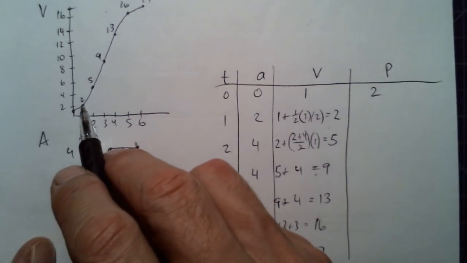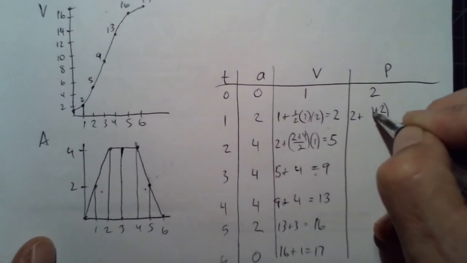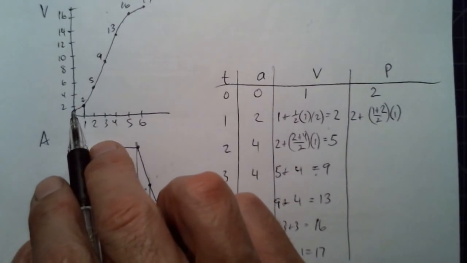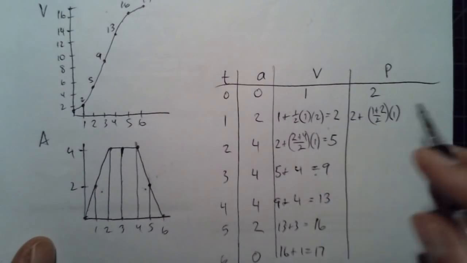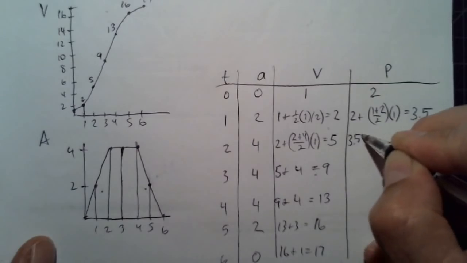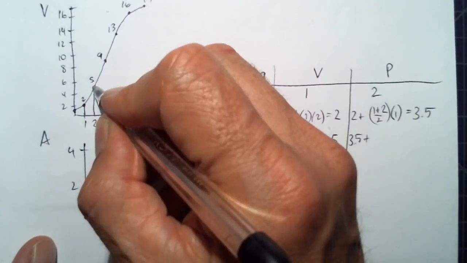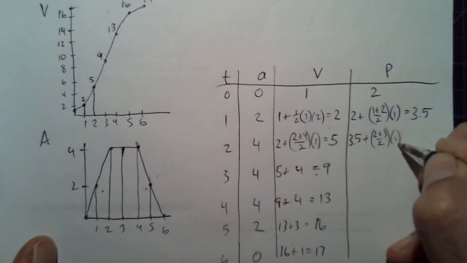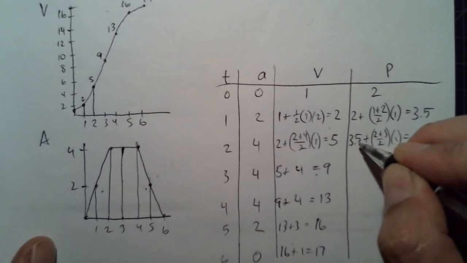That's going to be 1 plus 2 divided by 2 times the base is 1. That's a trapezoid, so we have the two heights. Take the mean of the two heights, 3 over 2 plus 2, and we get 3.5. 3.5 plus, and now we find this trapezoid, 2 plus 5 over 2 times 1, 7 over 2, 3.5 plus 3.5 is 7.